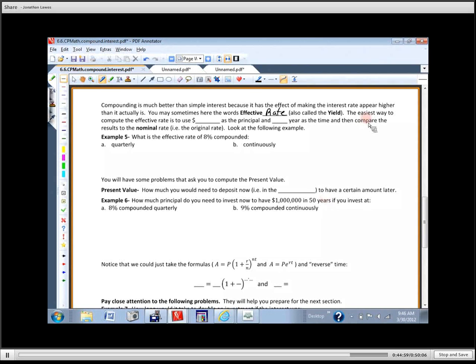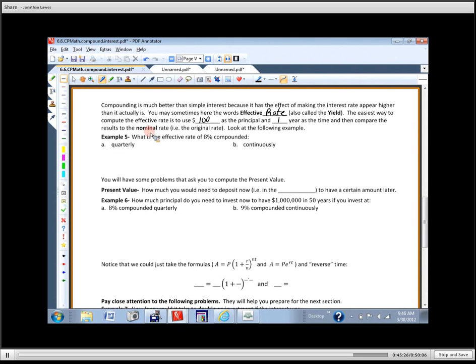So the easiest way to figure out what the effective rate is to use $100, because that's a nice easy number. It's also like a percent. Okay? And 1 year as the time, and then compare what you end up with to the nominal rate or the original rate. Yeah. What if I don't have $100? Let's just say you do. Okay? Because you're also not going to find somebody that pays you 8% interest right now either.